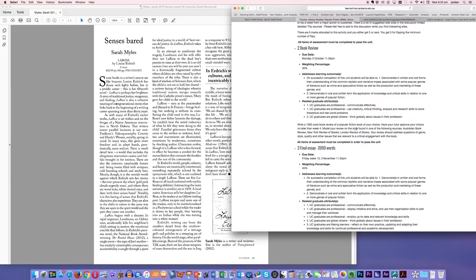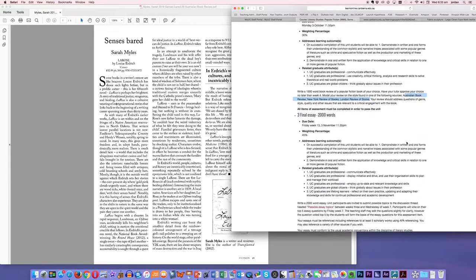And you have to model your review on the style found in one of the following sources: Australian Book Review, New York Review of Books, London Review of Books. And your review has to address questions of genre, style, quality, and other issues that are relevant to a critical engagement with your chosen book.